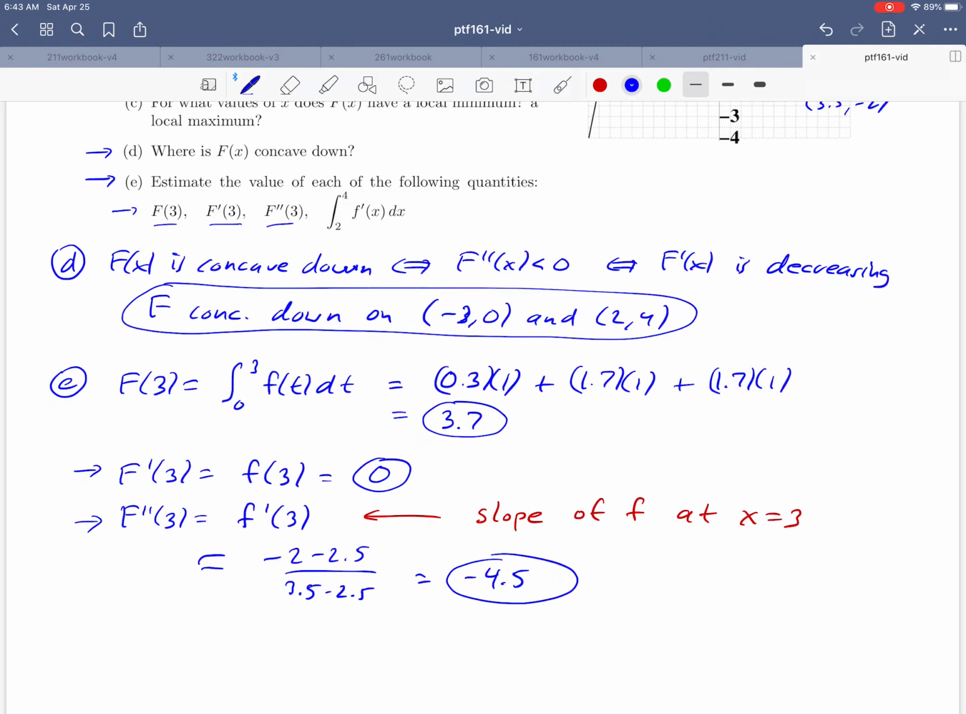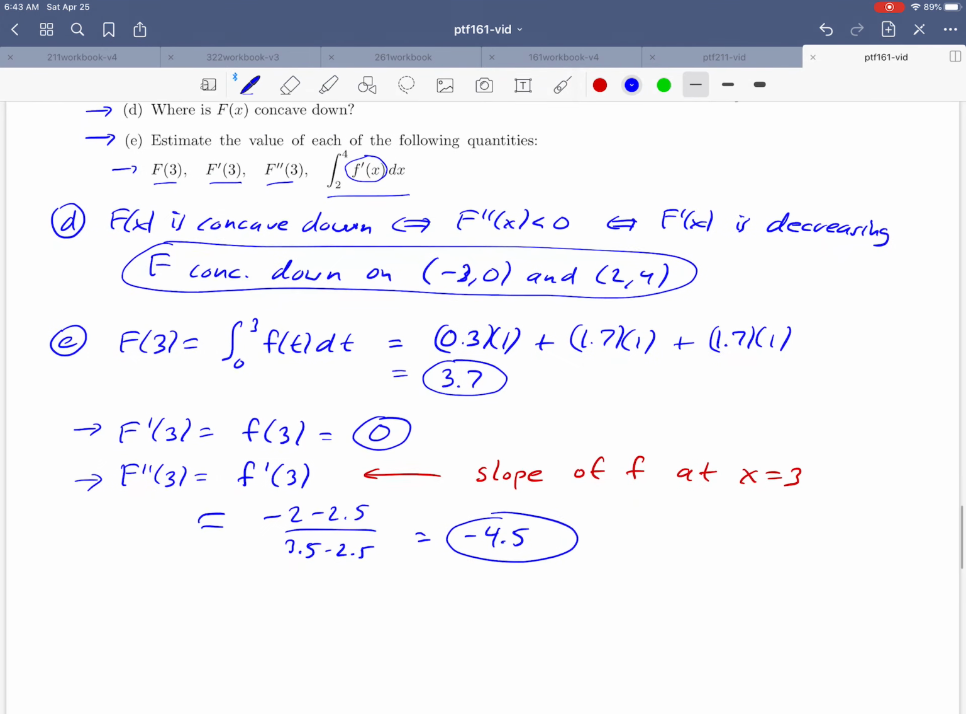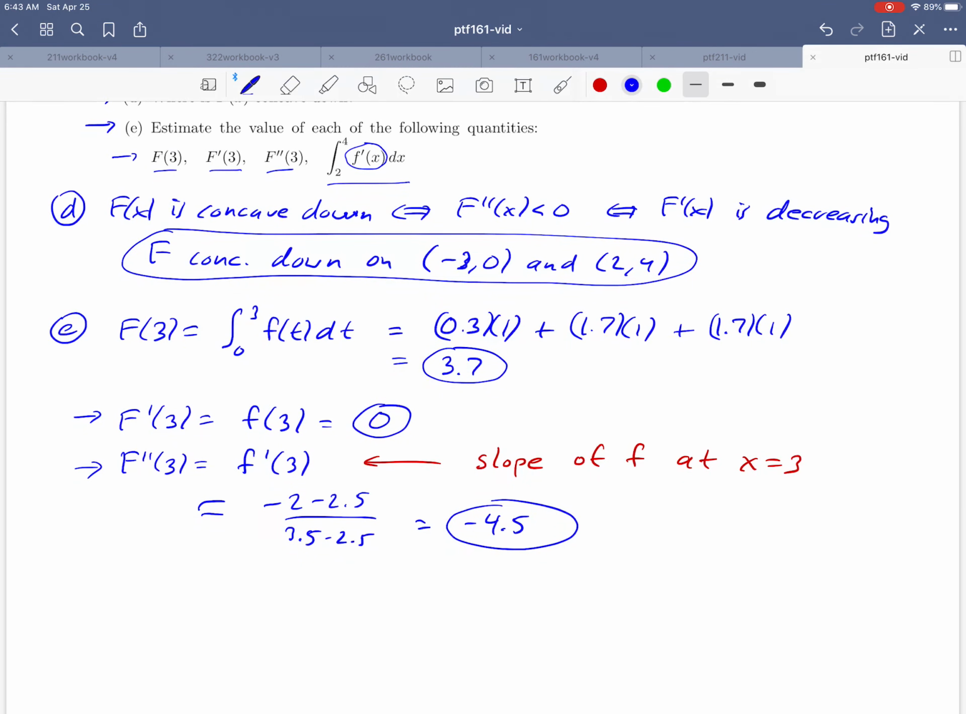Finally, we come to the last part of this. It asks us to calculate the integral from 2 to 4 of little f prime, and I emphasize that, notice that there's a derivative on that. It's not little f, it's little f prime that we want to find the integral of.